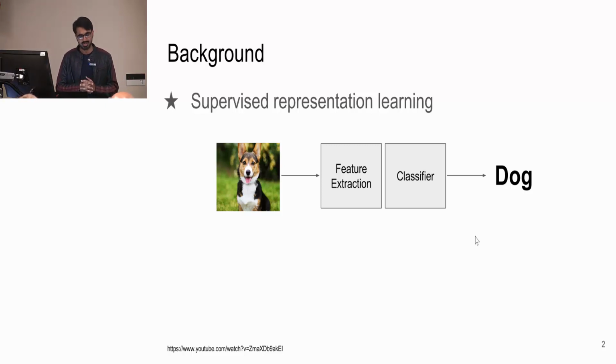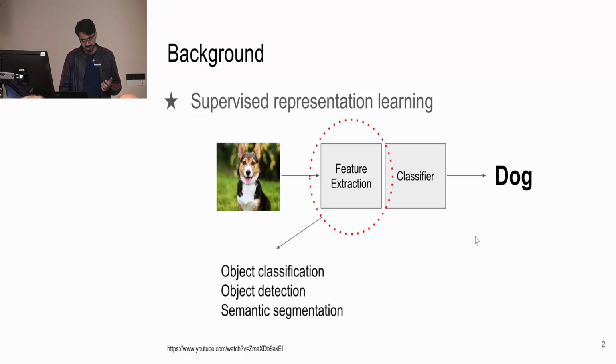In supervised learning, we have a set of images and we have labels for them, and we extract some features from the images and we try to classify them. Given those images and labels, we learn some representations or features. Once these features are learned, they can be very useful in a transfer learning fashion. We can use them for object classification, object detection, and semantic segmentation.